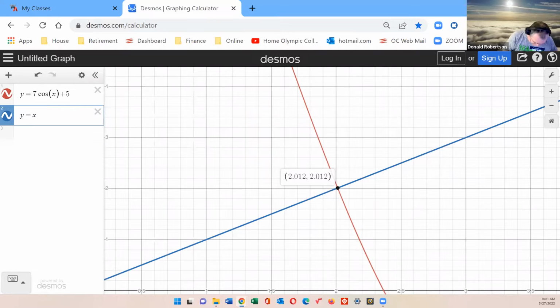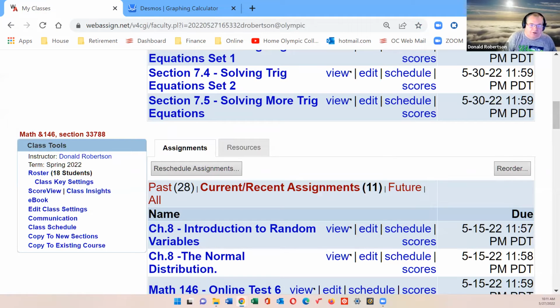So that is one category of questions. I think there are 2 in the homework where you're just to do it graphically. And that's that. So let's now look at a different type of equation.